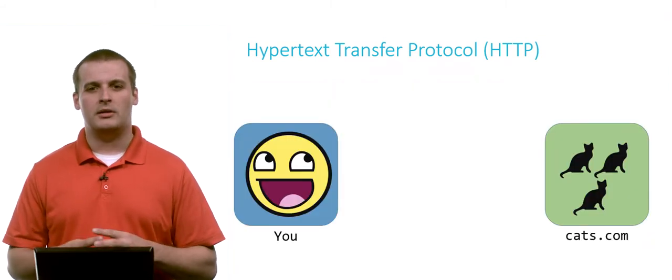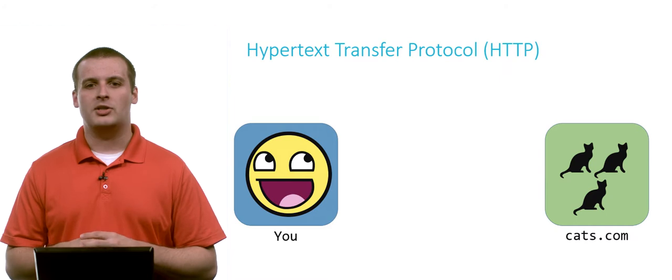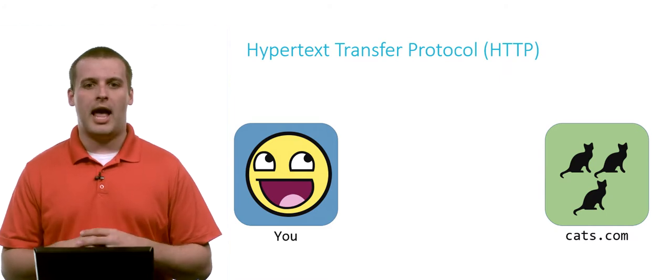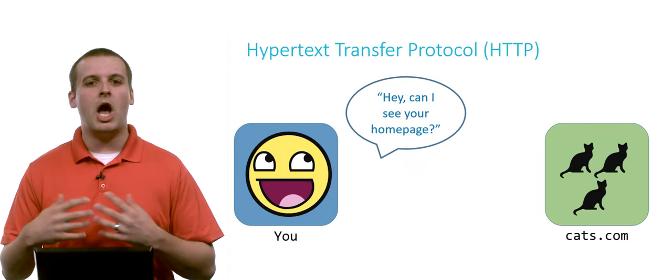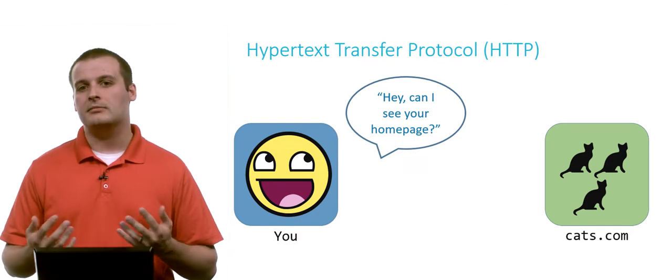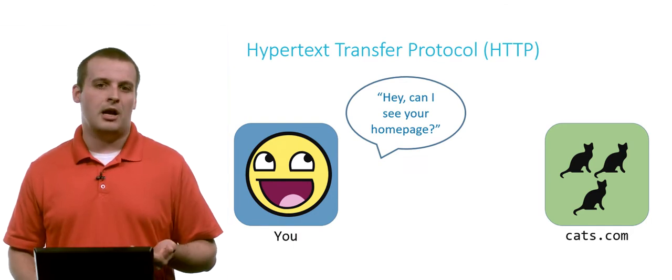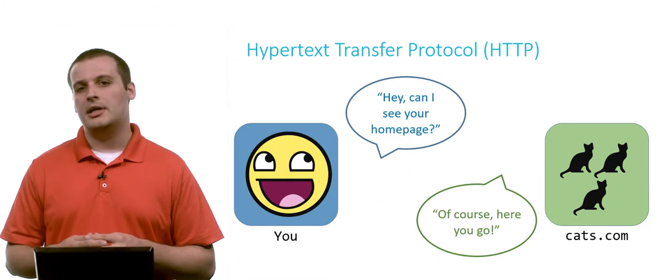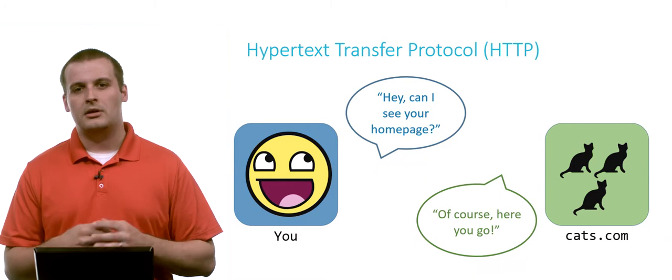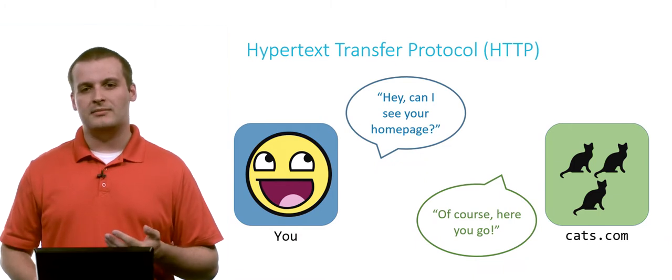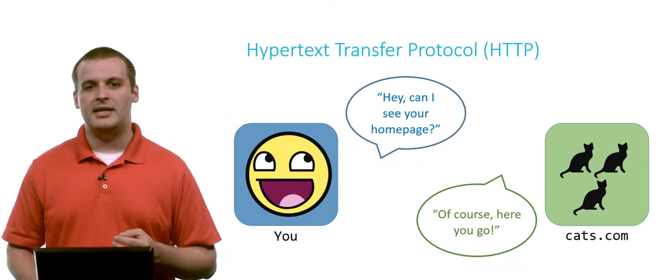So let's go back to our illustration of us wanting to talk to the internet. We're happy and we want to go to cats.com, right? If we're just talking to cats.com, we might say something like, hey, can I see your homepage? And cats.com will probably respond, yeah, sure, here you go. So that's a human sort of ask and answer. What does that look like in HTTP? Well, it actually translates pretty cleanly to something like this.